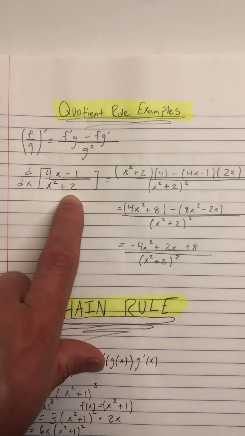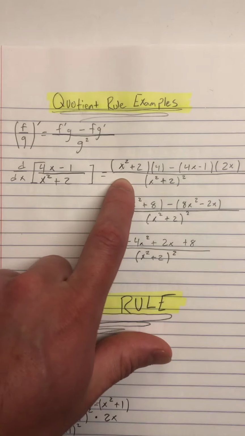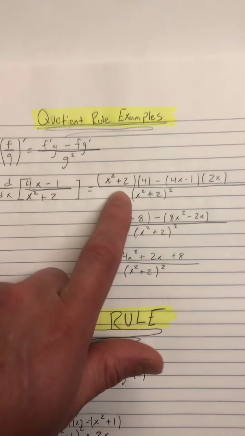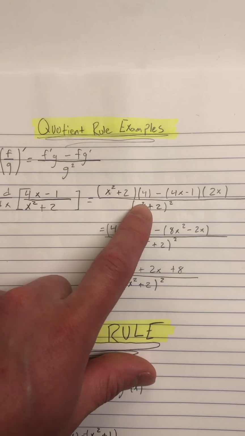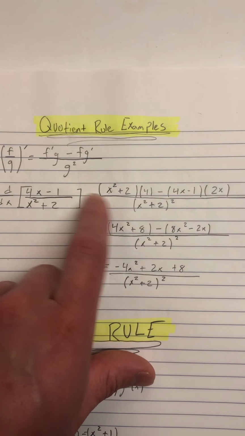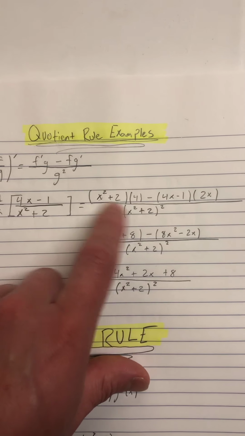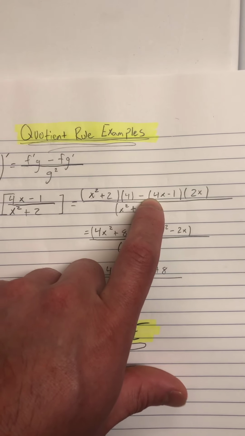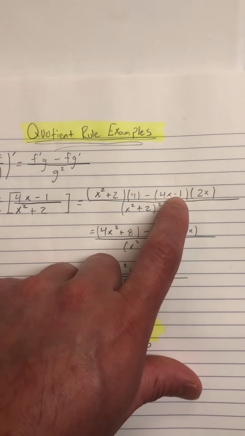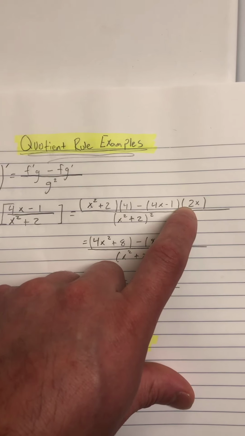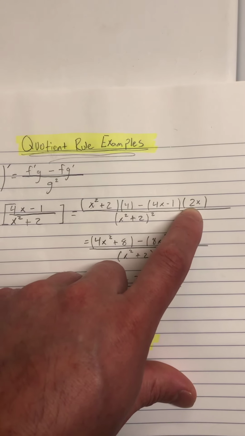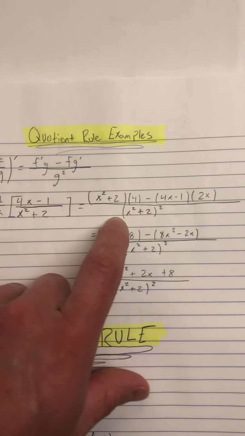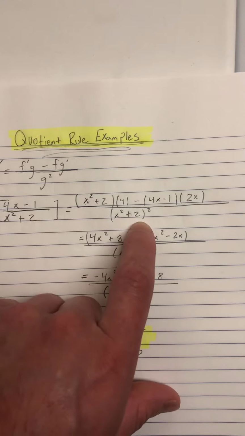So, let's start with the denominator. You go x squared, which is this function g, I wrote it a little weird, times the derivative of the numerator, which would be 4, minus the original function 4x minus 1 times the derivative of the denominator, all over the denominator of this function squared.